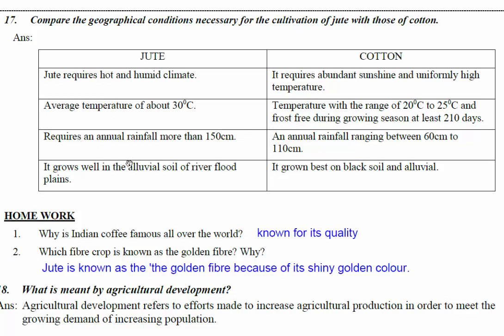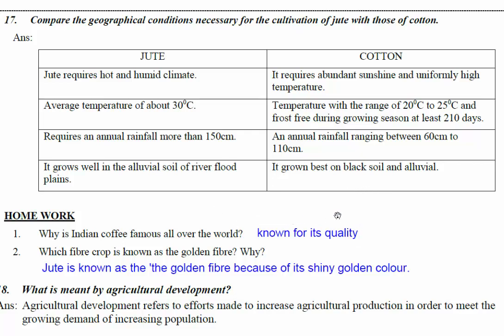It should be frost free. Annual rainfall jute 150 centimeters and annual rainfall for cotton 60 centimeters to 110 centimeters. Jute grows well in the alluvial soil of river floodplains, is it not? Especially Ganga-Brahmaputra delta, and also cotton grows best on black soil and alluvial soil. Black soil and alluvial, black cotton soil. It is also known as black cotton soil.